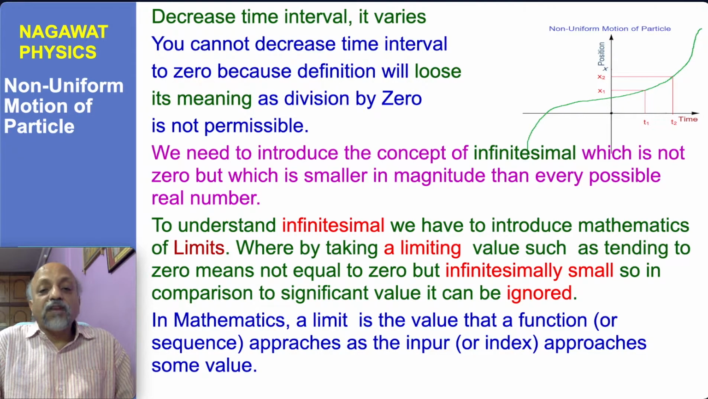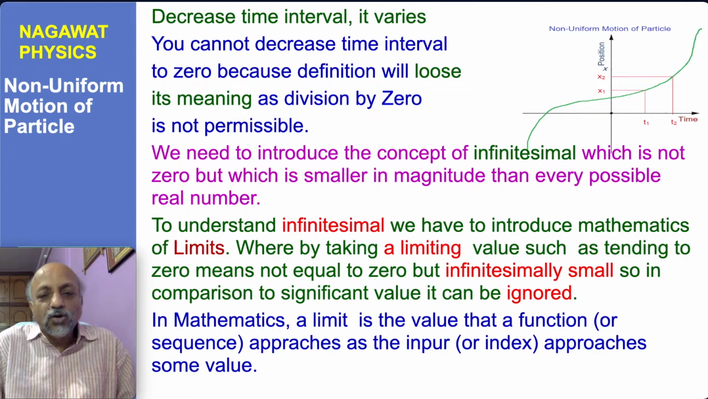To understand infinitesimals, we have to introduce a new kind of mathematical things and operations like limits, whereby we take a limiting value such as tending to 0. When we say taking a limit of a particular variable tending to 0, what it means is that it is not equal to 0. It will never be 0, but the difference between it and the particular value will decrease and become infinitesimally small. There are therefore techniques of obtaining limits of functions by imposing these conditions, and those techniques you have to learn if you want to master this mathematics.